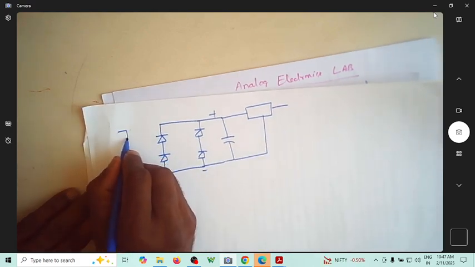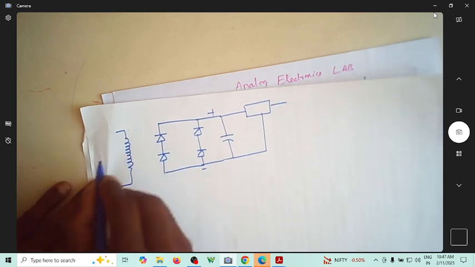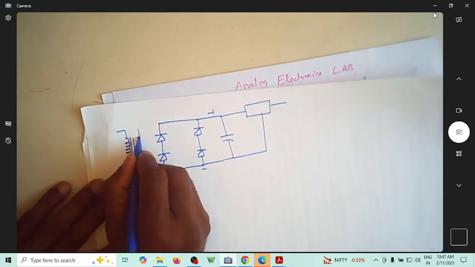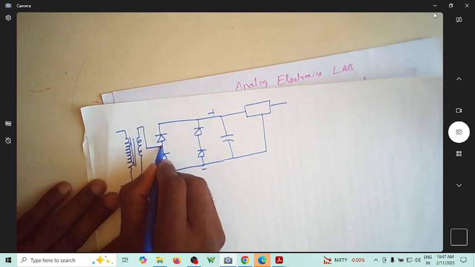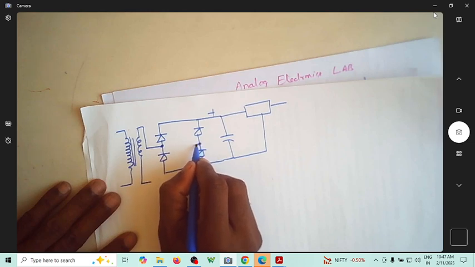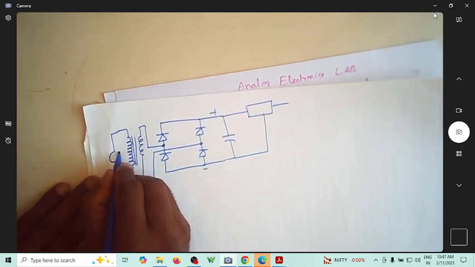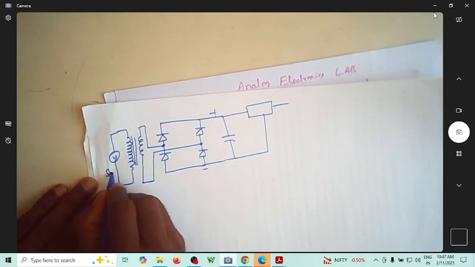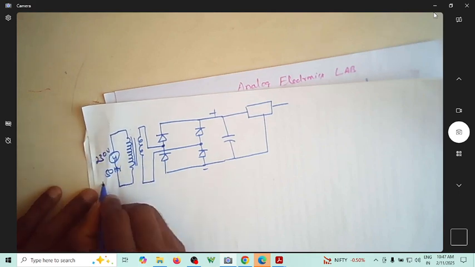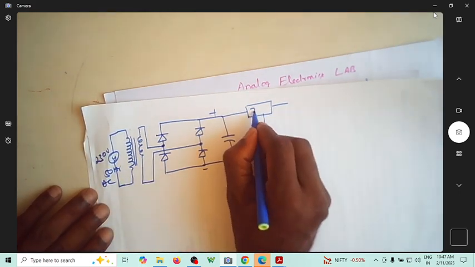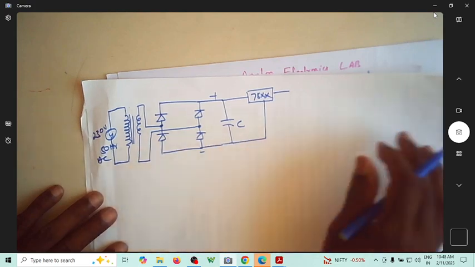This is the primary of the transformer. This is the secondary. The secondary, one of the terminals will go here, the other terminal will go here. This is a 50 hertz, 230 volt AC signal. This is 78xx. You can think of whatever voltage to design the value of C.